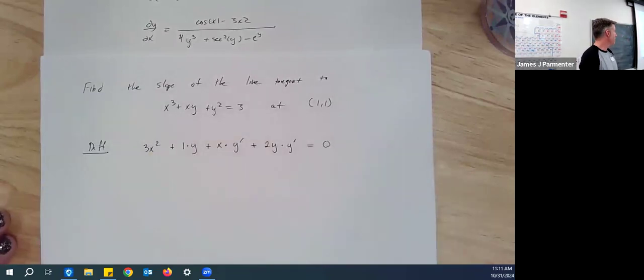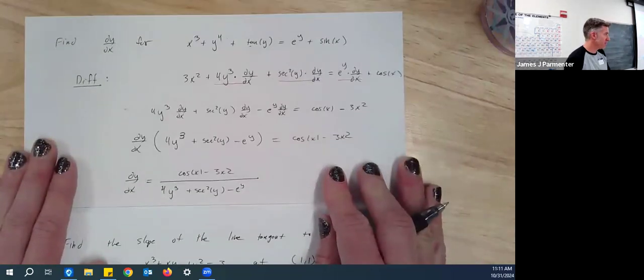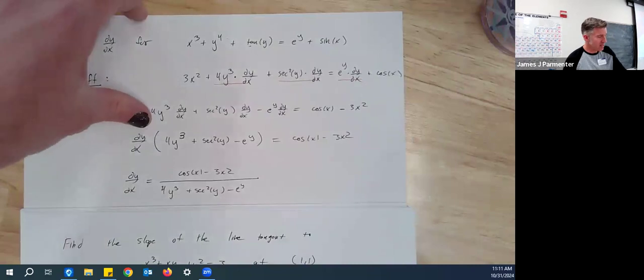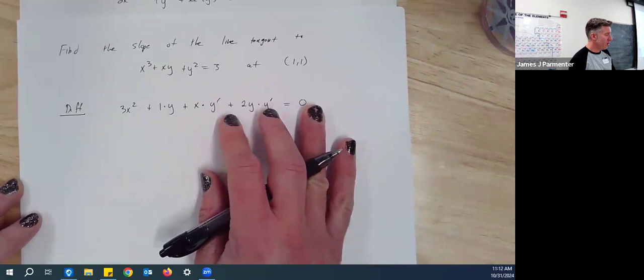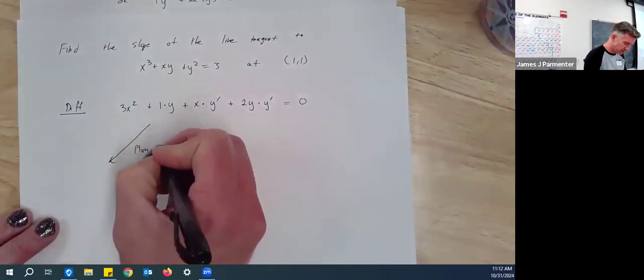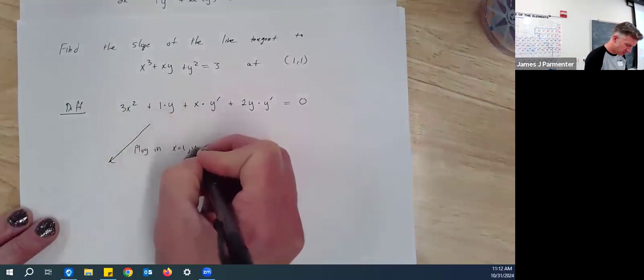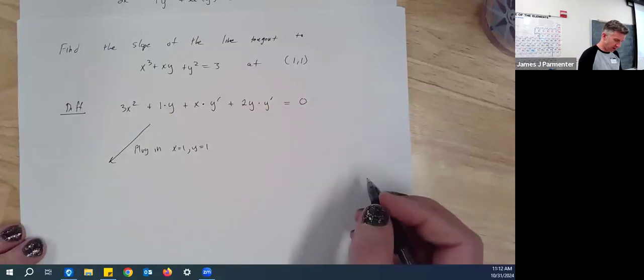Okay, after this first step, you could go 2 different ways. There's definitely a better way to go. This only applies if you're asked to find the slope of the tangent line at a particular point, right? The previous problem just said, find the derivative. This problem didn't actually ask us to find dy dx or y prime. It just said find the slope of the tangent line. So one way you could do this is just by plugging in right away. That's totally valid.